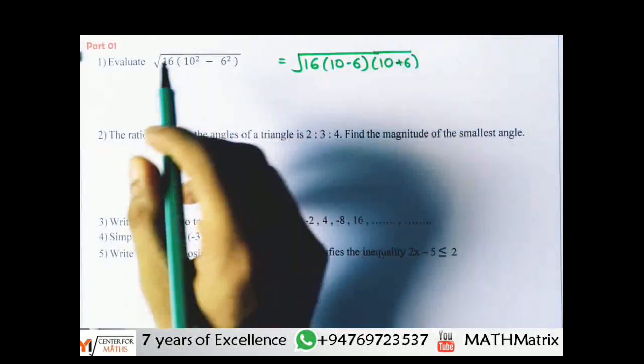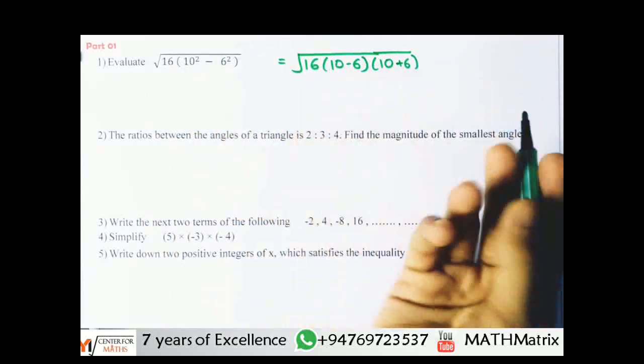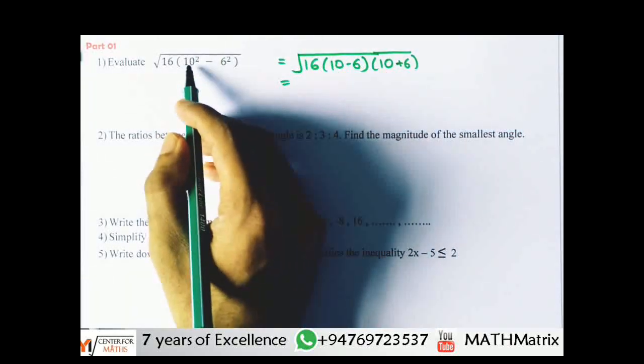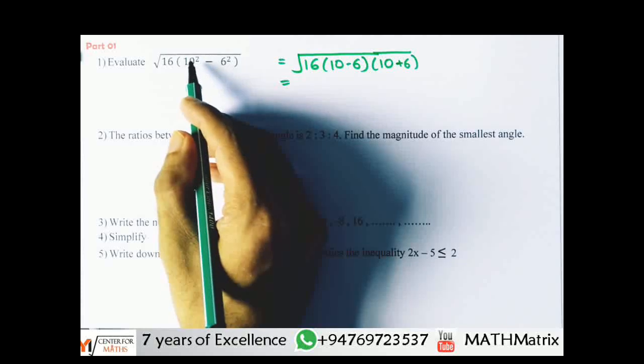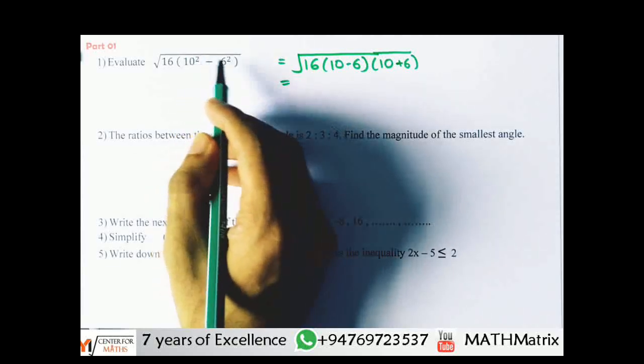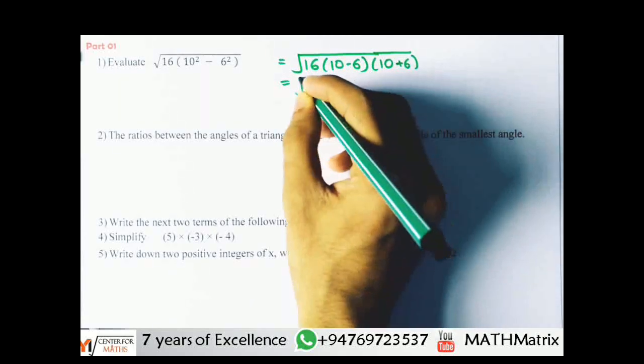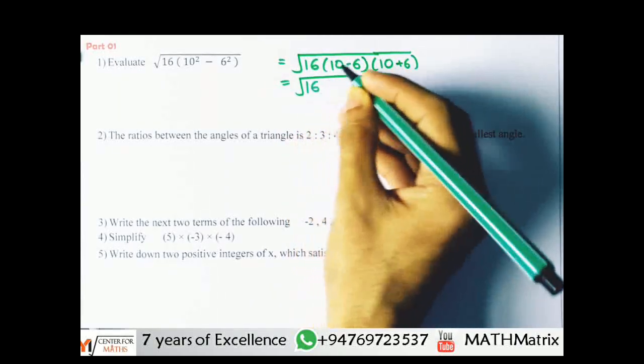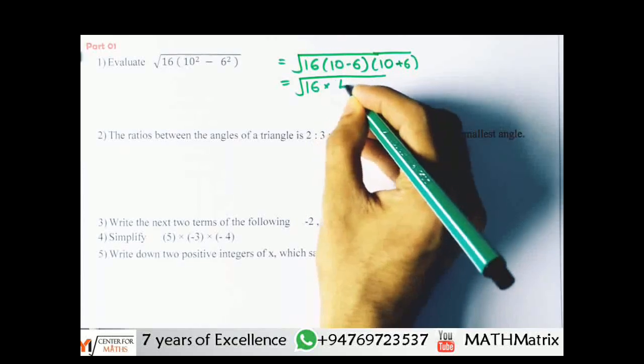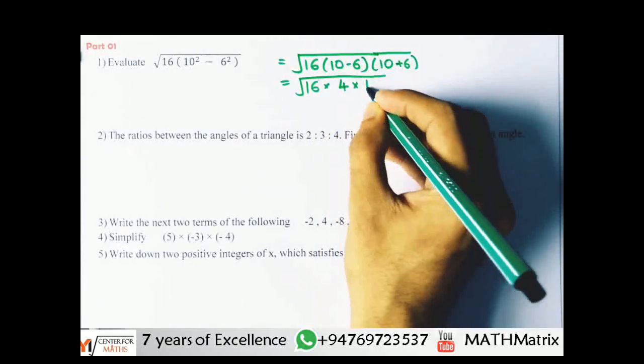They didn't ask us to simplify by using the knowledge of factors. Directly they have said no. So if you want, you can find the answer of 10 squared. 10 squared is 100 and 6 squared is 36. So you can take the difference of that, right? But I feel it's a bit easy for me. 10 minus 6, it's 4. And 10 plus 6, it's 16, right?